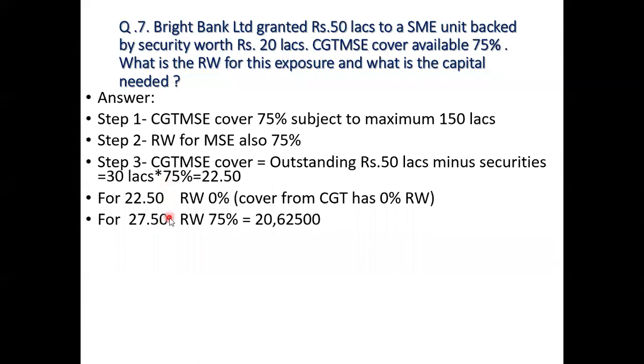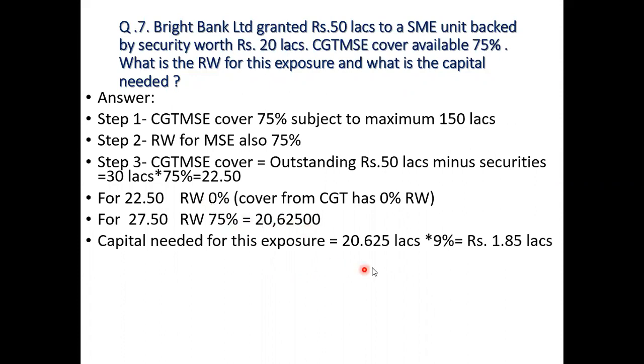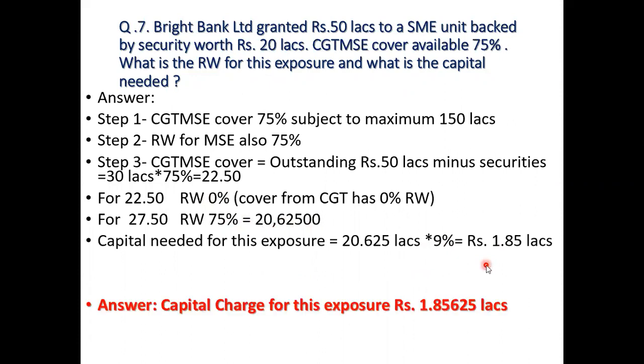If you miss one step, you may land in a wrong answer. So 27.50. So here the total you make 50. So this 27.5, the risk weight is 75. Why 75? Because a SME unit. SME unit also comes under retail regulatory exposure up to 7.5 crore. So 27.5 into 75 is 20.625 lakhs, and 22.50 is 0. So the total risk weighted asset is 20.625 lakhs. 9% means 1.85 lakhs capital needed. Understood the steps, boss?